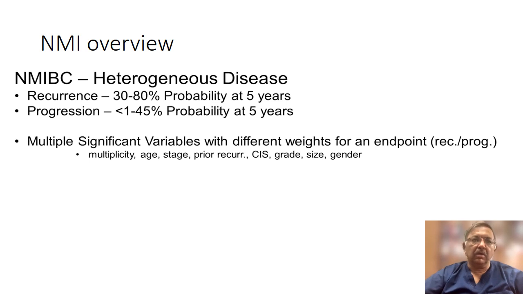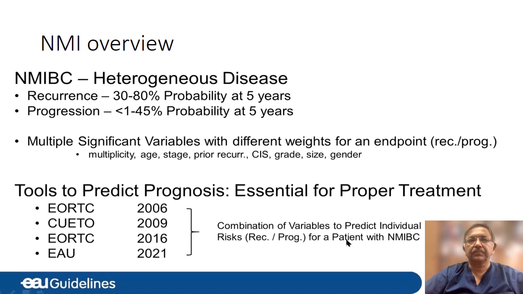We know that non-muscle invasive bladder cancer is an extremely heterogeneous disease, with a recurrence potential which varies from 30 to 80% at 5 years, and a progression potential which varies from 1 to 45%. So you need to identify bad from good non-muscle invasive bladder cancers, because the treatment would vary significantly.